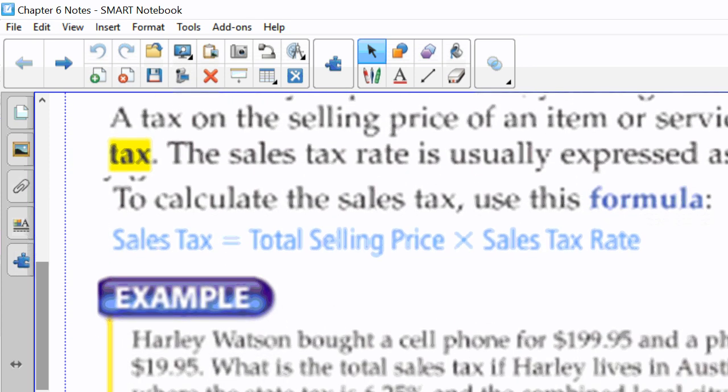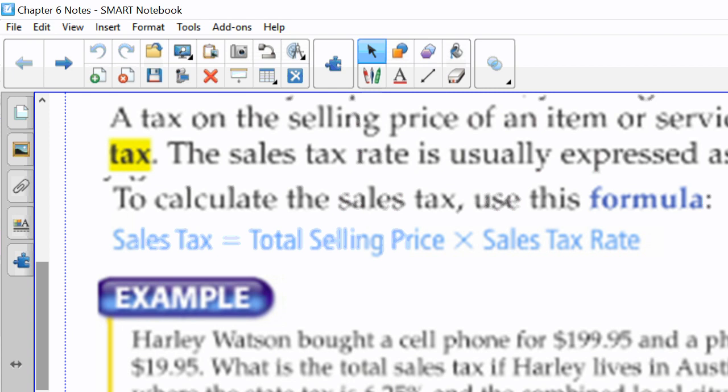So our buddy Harley here, he got a cell phone for $199.95. He also got a phone case for $19.95. We are going to calculate the sales tax for Harley. He lives in Austin, Texas. The state tax rate is 6.25%, and the combined city and county tax is 2%.